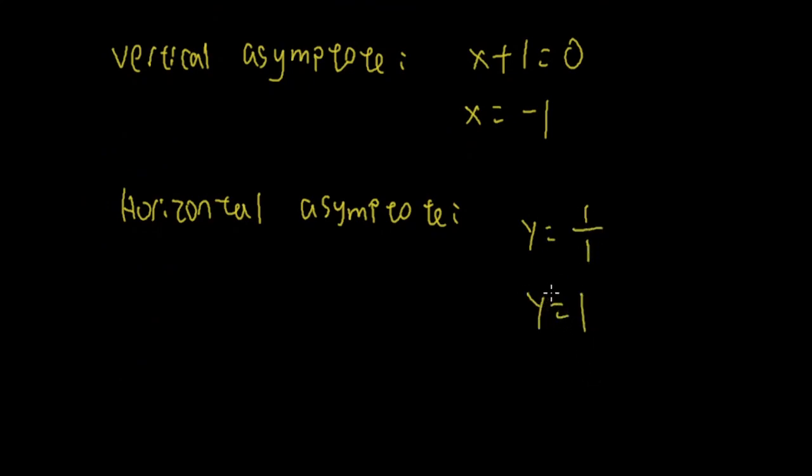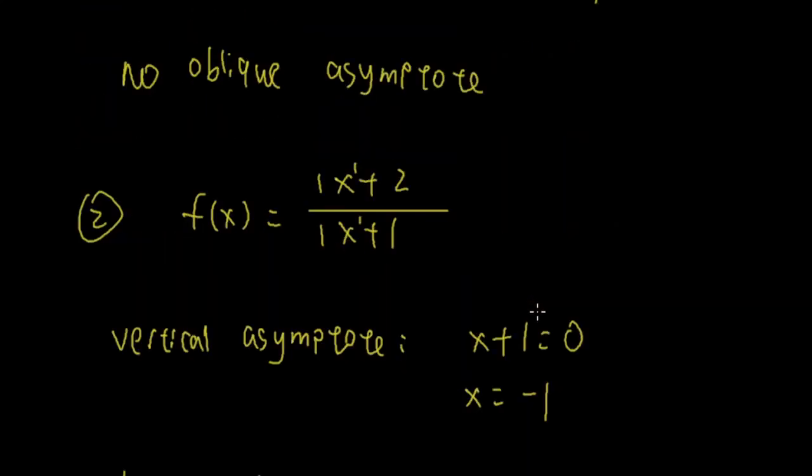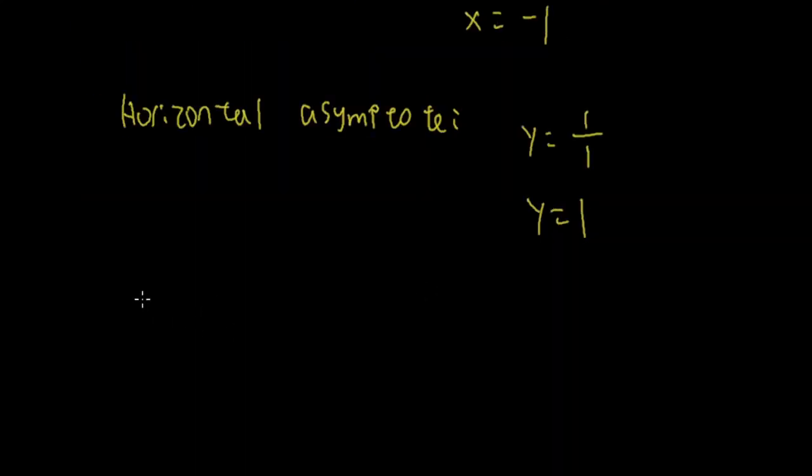Now again, since we have a horizontal asymptote, we will not have an oblique asymptote. Because this is 1 and 1, right? So the highest degree of power in the numerator is not 1 greater than the highest degree of power in the denominator. So we don't have an oblique asymptote. No oblique asymptote.